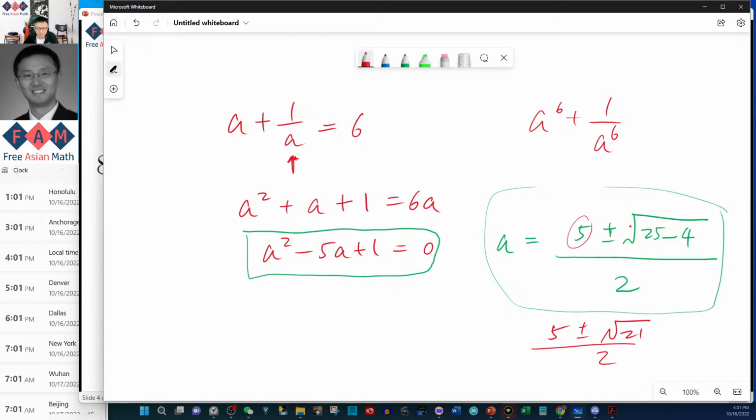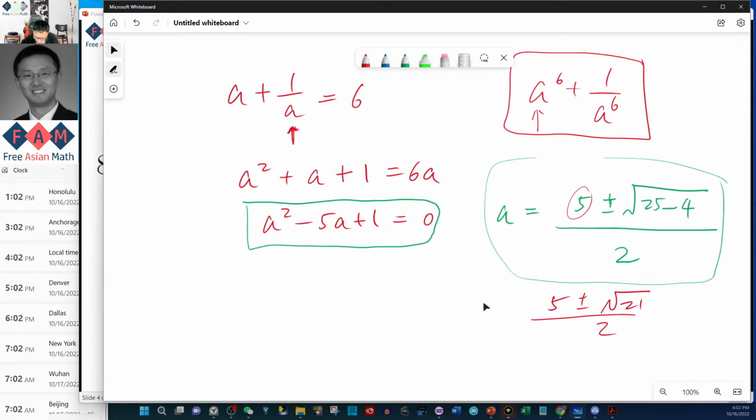Compared to the first problem we worked out, those two problems can be regarded as similar at a high level, meaning that we want to compute something, in this case this, but we don't want to take the hard approach where you solve for a first, then plug it in. We try to find out whether we can take a shortcut, and that's exactly what we will do.